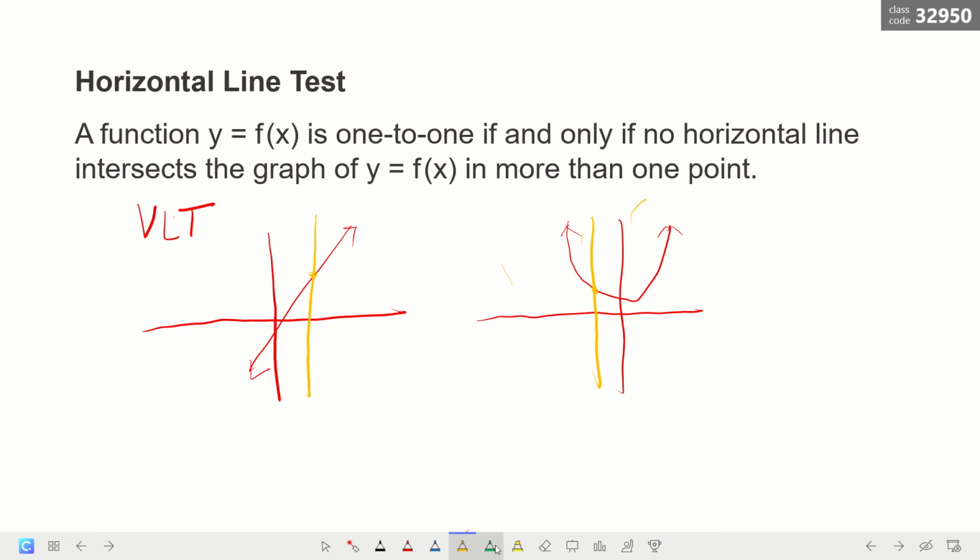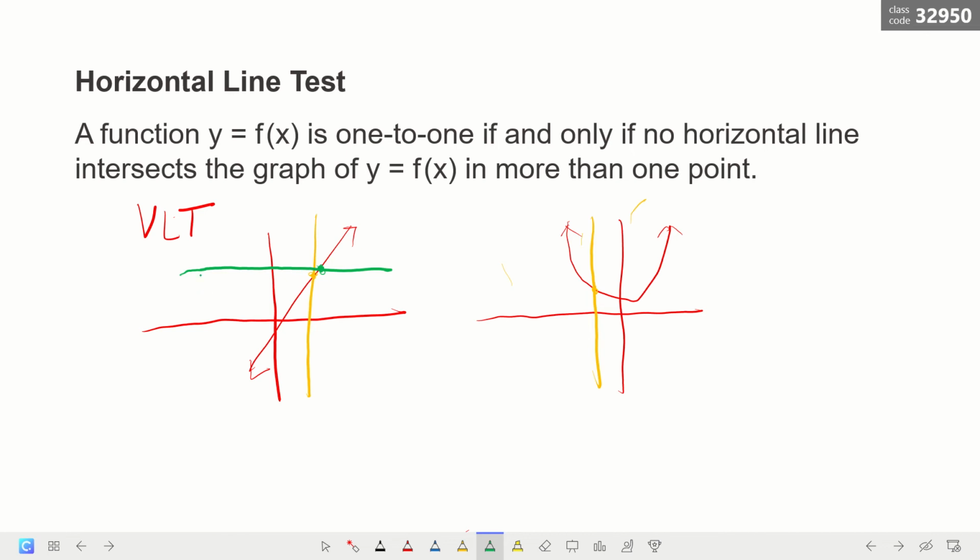However, when it comes to the horizontal line test, it says here: a function y is equal to f of x is 1 to 1 if and only if no horizontal line intersects the graph of y equals f of x in more than one point. So, let's draw a horizontal line. And so, this graph is still a representation of 1 to 1.